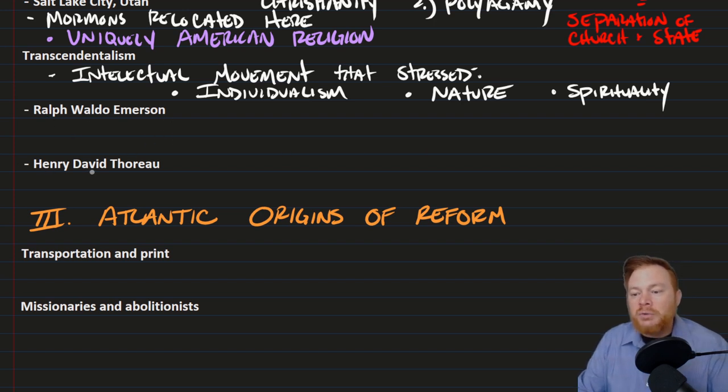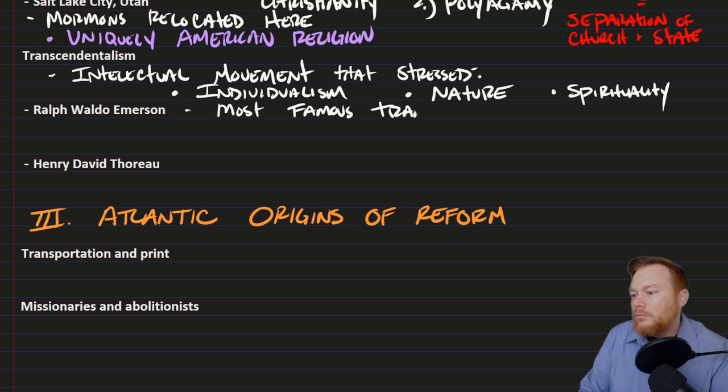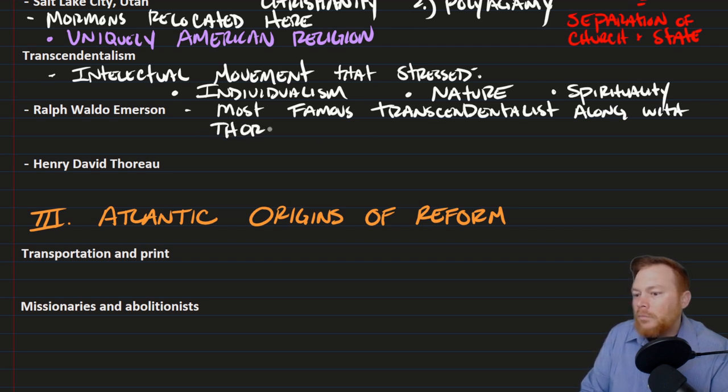Ralph Waldo Emerson and Henry David Thoreau are the most famous transcendentalists. So we just might say about these two individuals: most famous transcendentalists, along with Thoreau. Emerson's probably most famous work was called Self-Reliance.